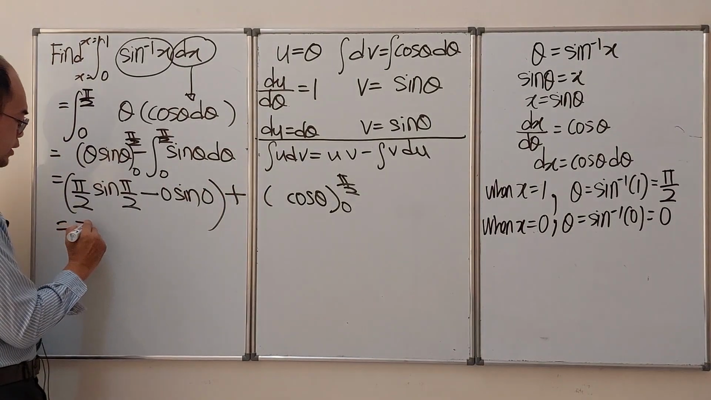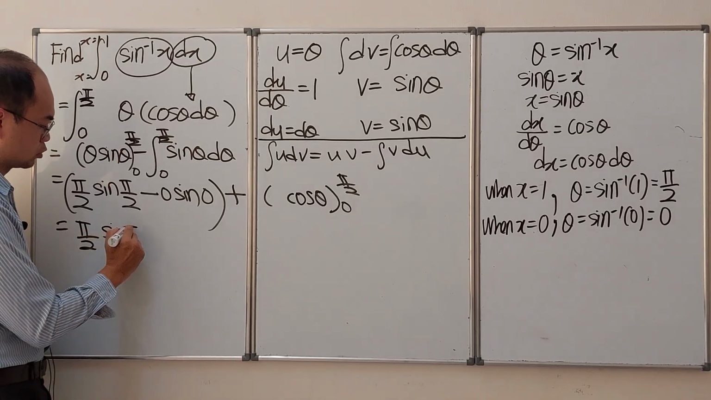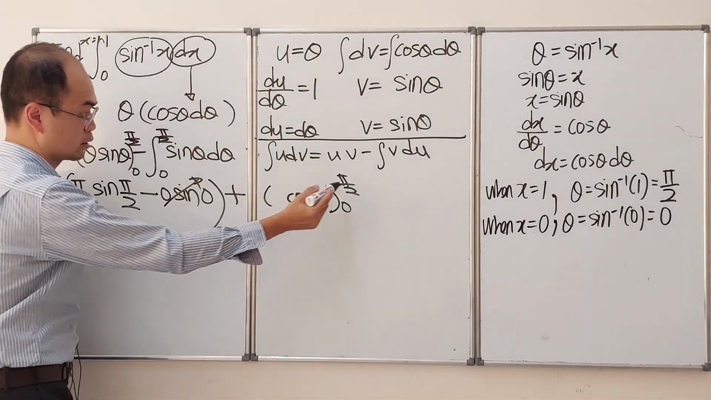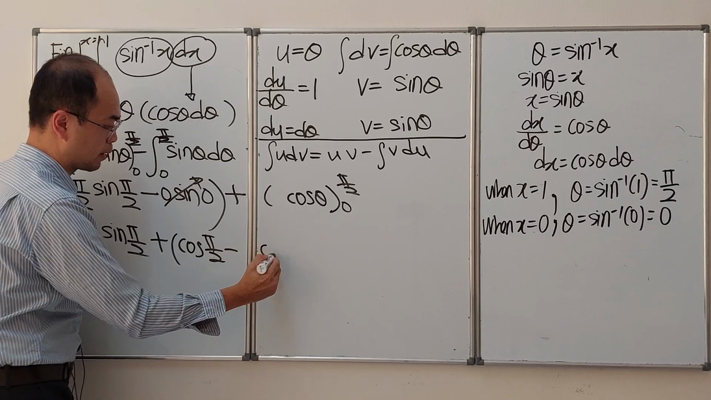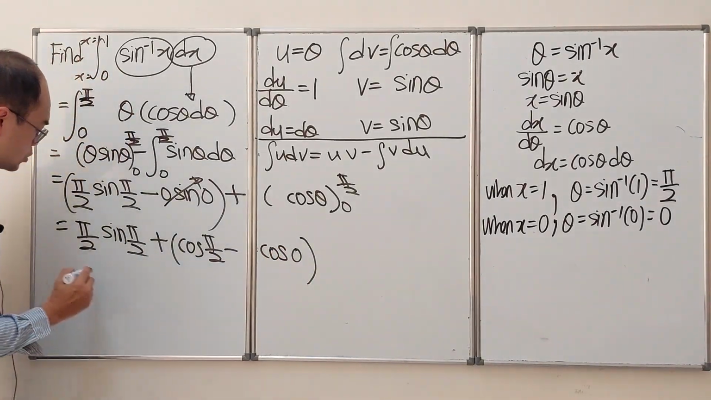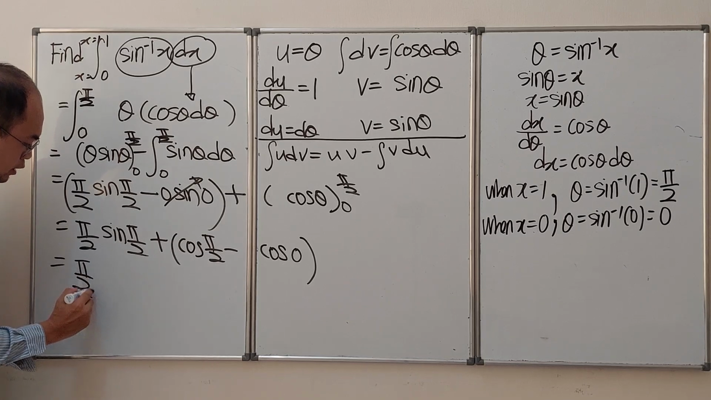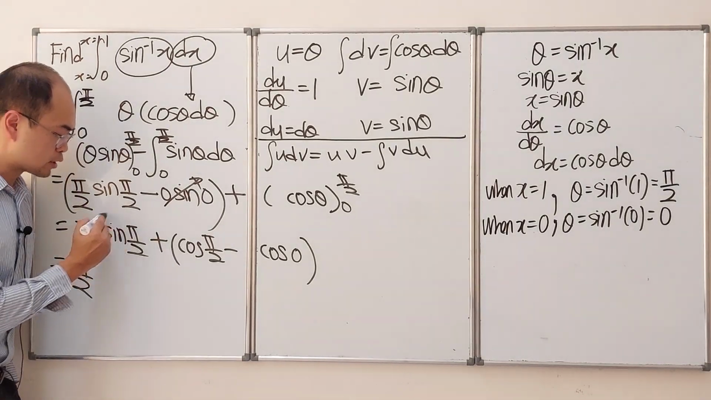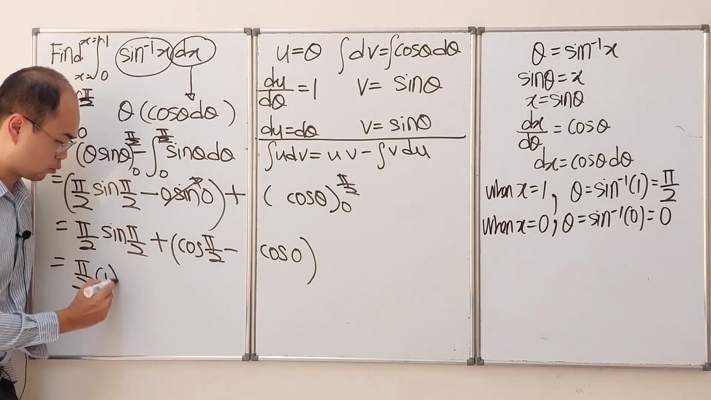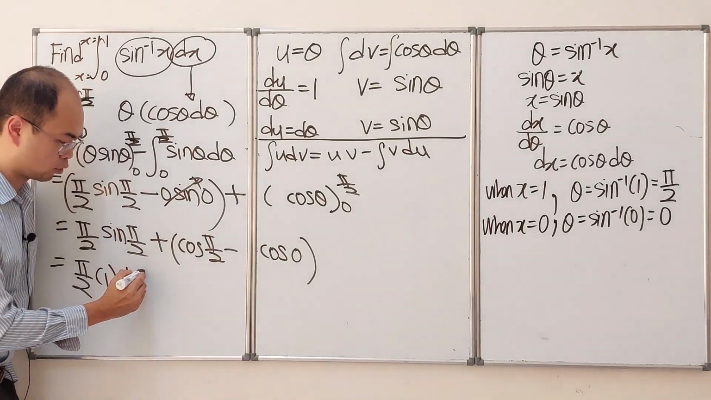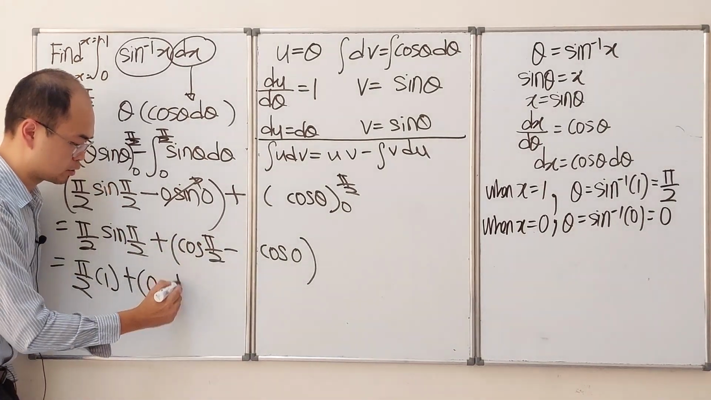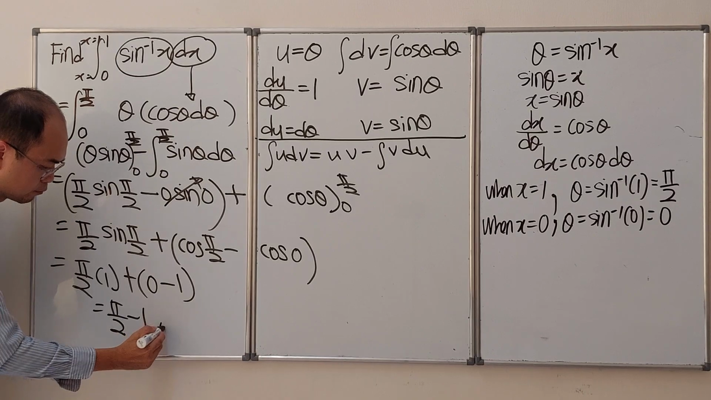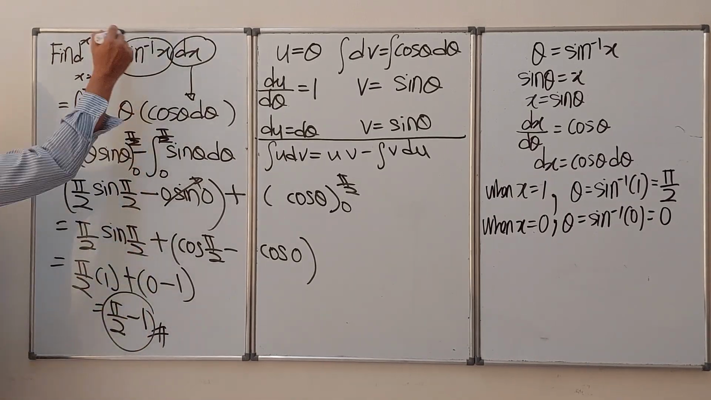So we continue evaluating: pi over 2 times sine pi over 2, and this will be 0, plus cos, substituting, you're getting cos pi over 2 minus cos 0. Make sure that you're calculating in radian mode, your angle units have to be in radian mode. Sine pi over 2 is sine 90, which is 1, whereas cos pi over 2 is cos 90, which is 0, and cos 0 is 1. So finally you will have pi over 2 minus 1. This will be the value for this integral.